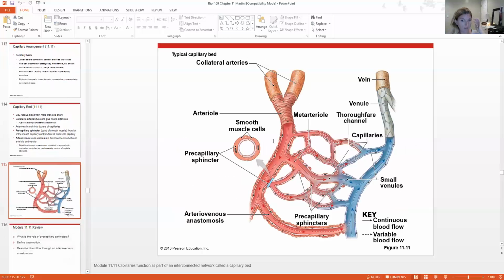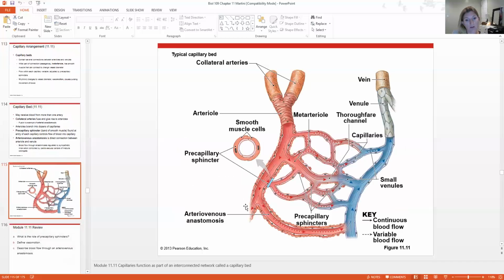So here you can see some of these terms I was referring to: collateral arteries, arteries leading into other arteries, leading into an arteriole. This is our overall capillary bed. The metarterioles are just little branches from that pathway, and precapillary sphincters are going to open and close different areas. So you can imagine this whole area might be shut down, but then this area would be open, or this area would be open, or vice versa.